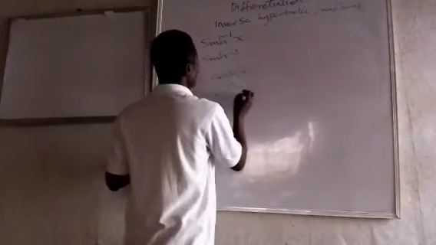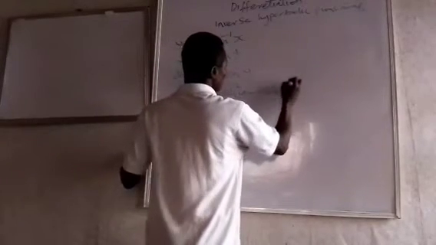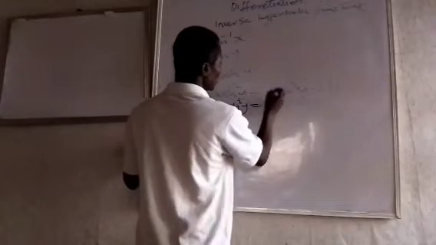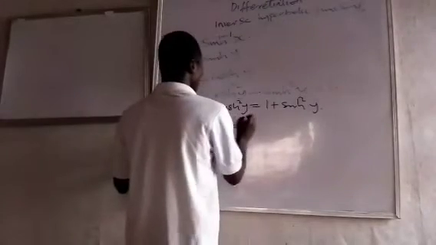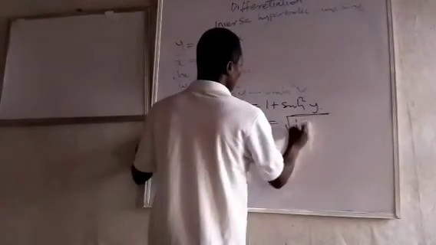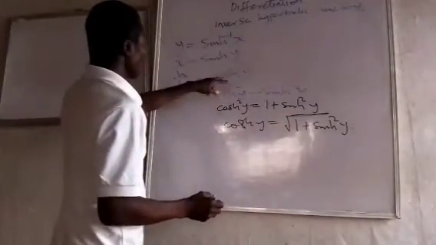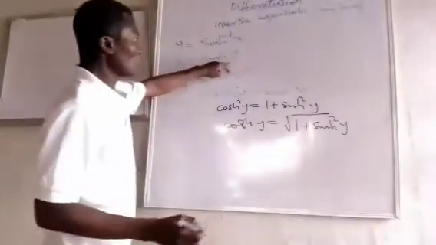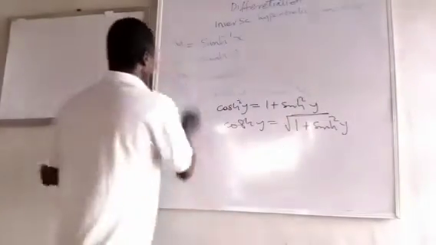And we noticed before that cos square y minus sine square y is equal to 1. We can then say that cos square y is equal to 1 plus sine square y. So cos y is equal to square root of 1 plus sine square y. And we know that sine y is equal to x.